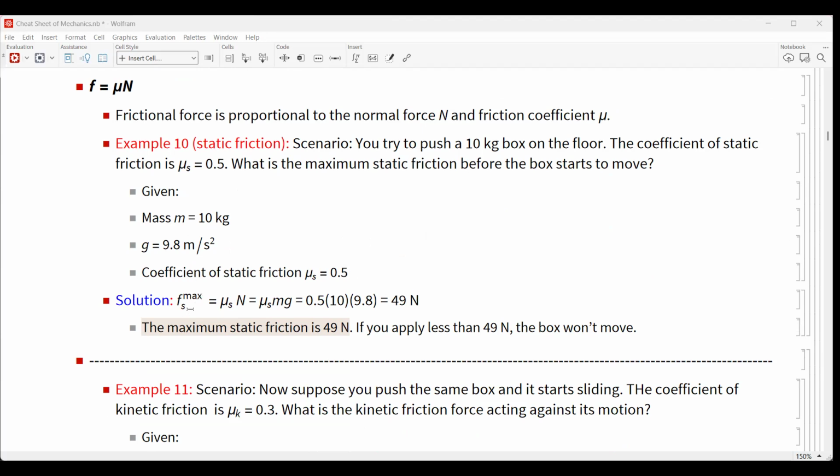Okay, so the maximum static friction here is mu sub s times N. Our normal force is equal to m times g, equal to the weight. So by substitution, this is 0.5 times 10, where 10 is the mass of the box, times 9.8, the acceleration due to gravity. So the maximum static friction is 49 Newtons. If you apply less than 49 Newtons, the box won't move.